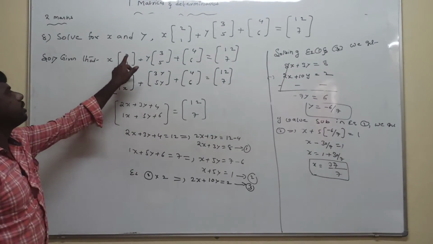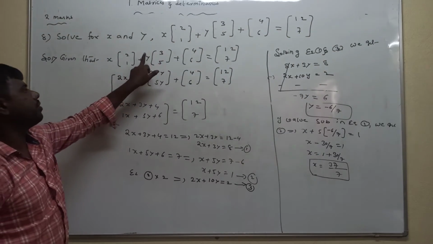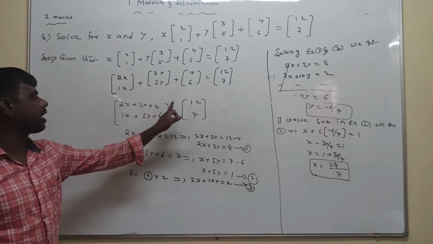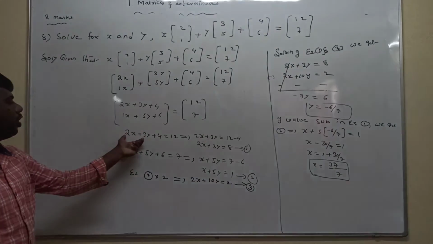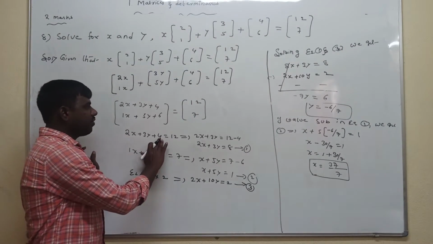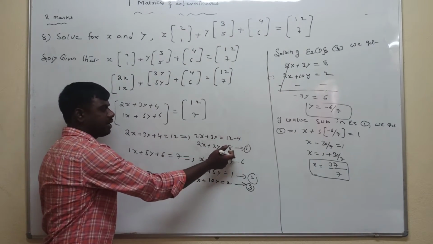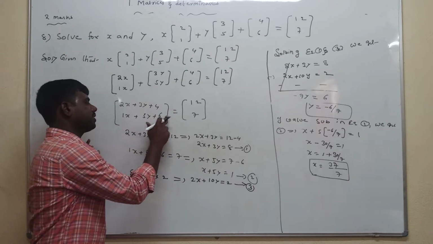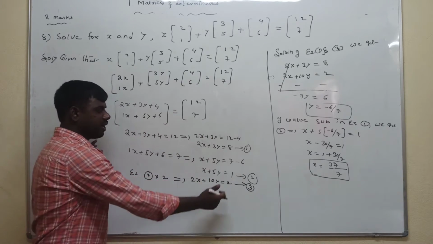First we multiply each term with x and each term with y. After that we add the corresponding elements, and then equate the corresponding elements. On the left hand side we put the x variable and y variable, and the remaining constants we take to the right hand side. That's why plus 4 we take to that side as minus 4, 12 minus 4 we get 8. Next, this element is equal to this element: 1x plus 5y plus 6 is equal to 7. Plus 6 taken to that side, we get 1.